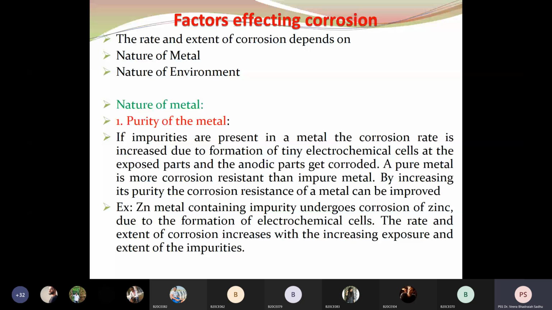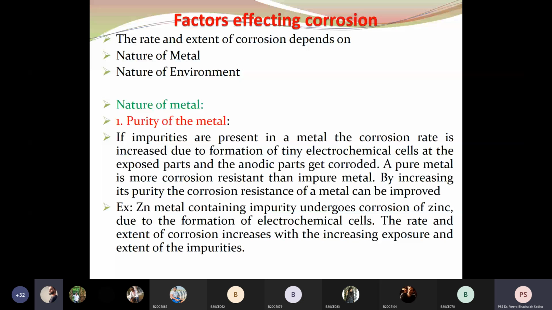So when you increase the impurities in the metal, there are more impurities present in the metal.